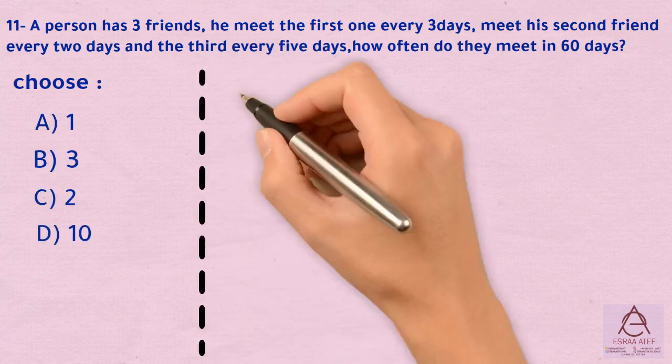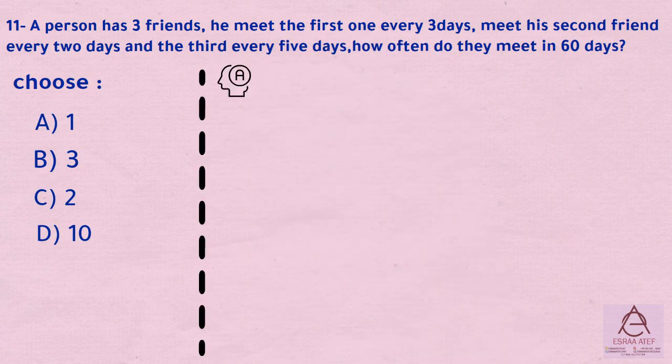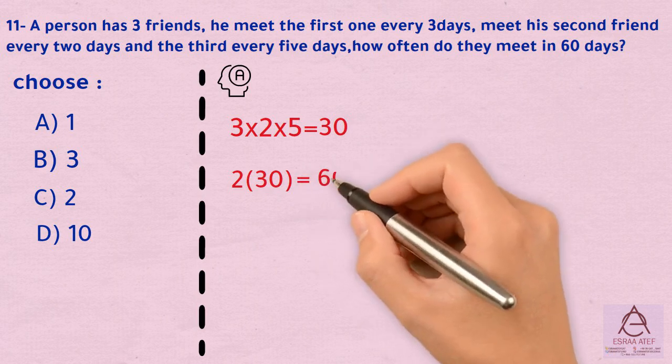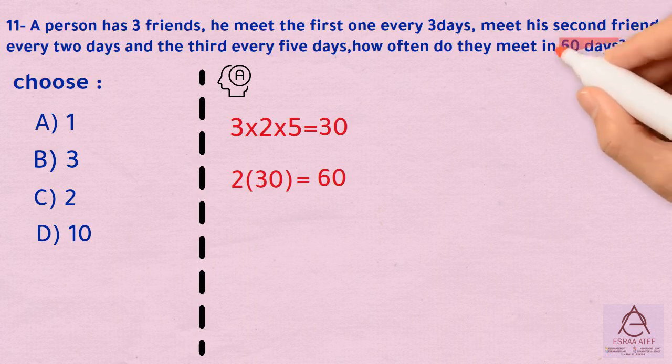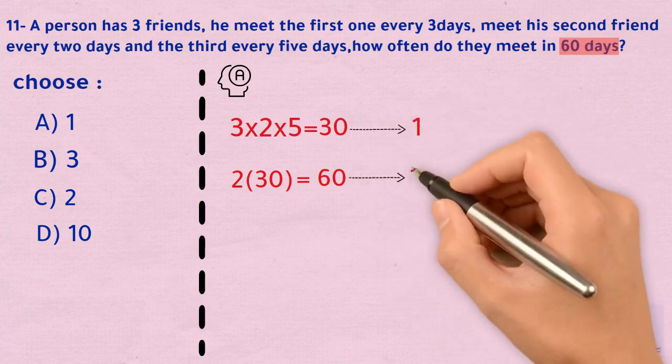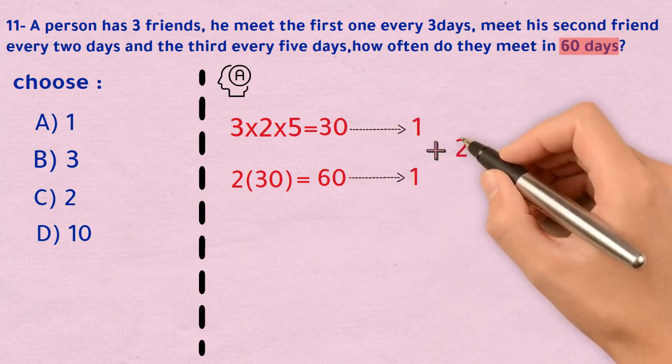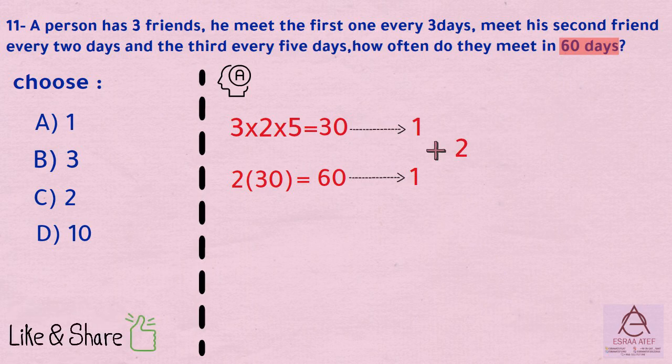First, to solve this question, we will multiply them by each other. So I will multiply 3 by 2 by 5, which is 6 times 5, which is 30. Then I will double it by multiplying by 2, and it will be 60. I could multiply again, but here I only need 60 days. So the common numbers between the 3 numbers are 30 and 60, which means they will meet each other in 2 days only. So the correct answer is C.